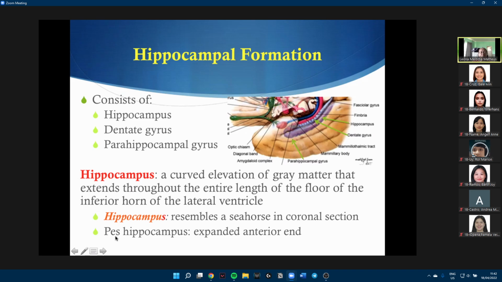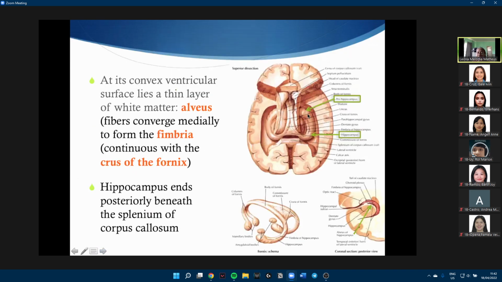Now, the pes hippocampus refers to its expanded anterior end. So let me just show you now. This entire structure here is your hippocampus, where you see here at the anterior end, the pes hippocampus. No? So yan po yung pes hippocampus. Now here I'd like to show you the hippocampus on coronal section. As you can see, it's really like a seahorse on coronal section.